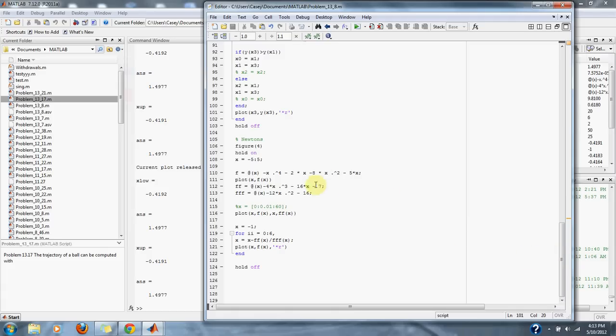And so here's our original equation, our first derivative, our second derivative. And our ranges are still from negative 5 to 5, and our initial x is here, negative 1. And we go through for 6 iterations through the loop, and it estimates the maximum. So let's plot it up.